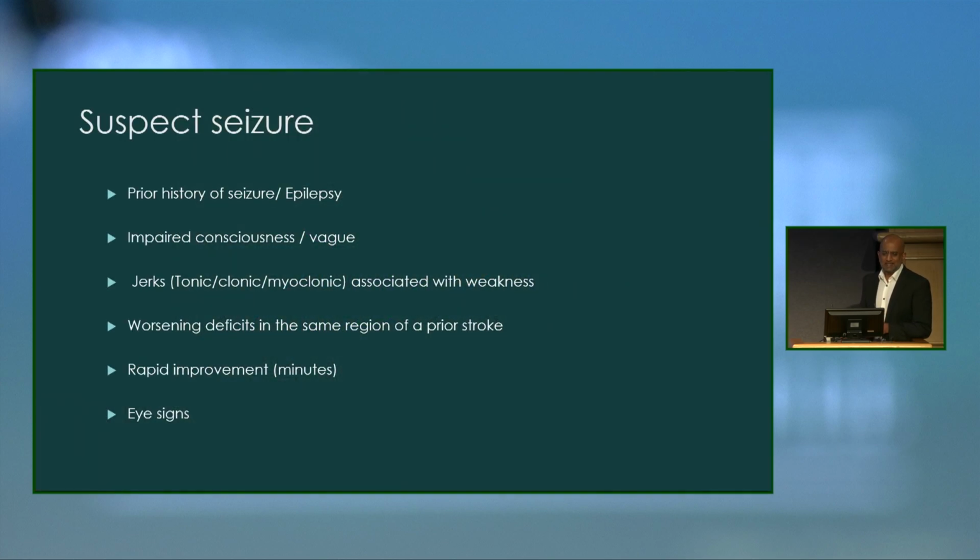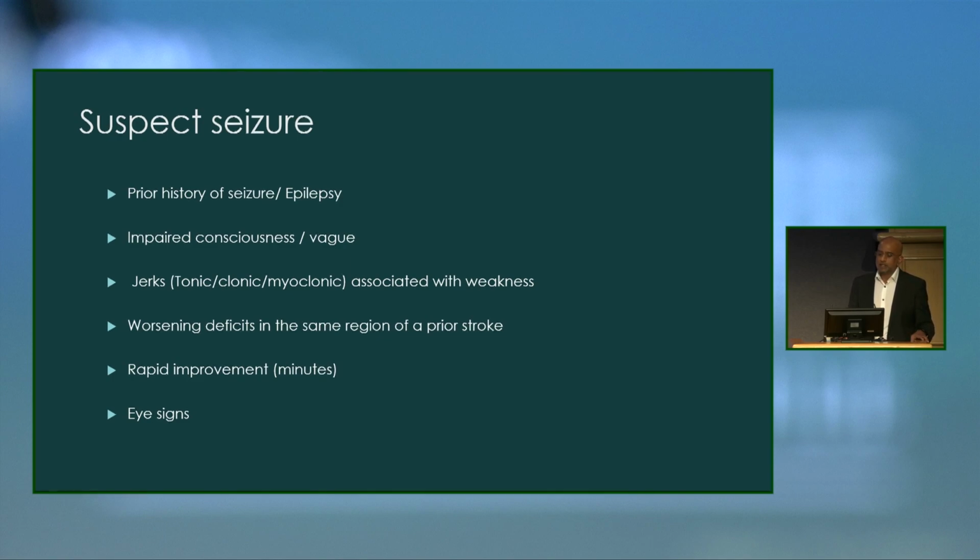So when do you suspect a seizure in an individual? If someone has a prior history of seizures or epilepsy, I would suspect a seizure. Also with impaired consciousness, or a vague patient who presents with jerks, either tonic, clonic, or myoclonic, that are either associated with weakness or just prior to the weakness. If there are worsening deficits in the same region of a prior stroke, for example a patient had weakness on the right side because of a stroke in the left cortex, and then presents to hospital with worsening weakness on the same side, have an index of suspicion of a seizure.